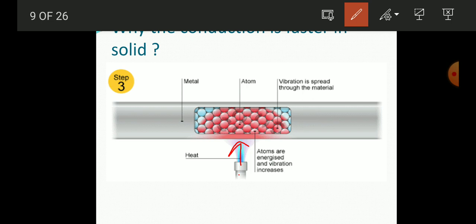Students, you know that everything is made up of atoms, and this rod is also made up of atoms. Here the atoms are energized and vibrate. Vibration increases. So when anything gets heat, it will start vibrating, its energy is increased, and the energy is transferred from one molecule to another. This happens in that case also.